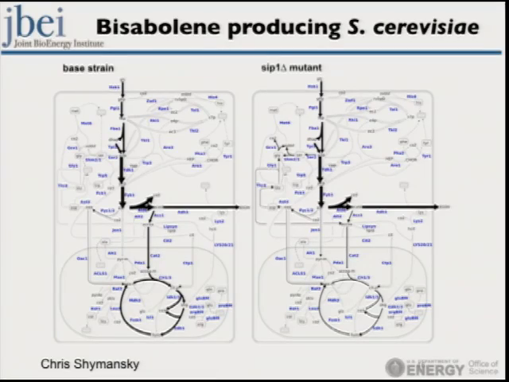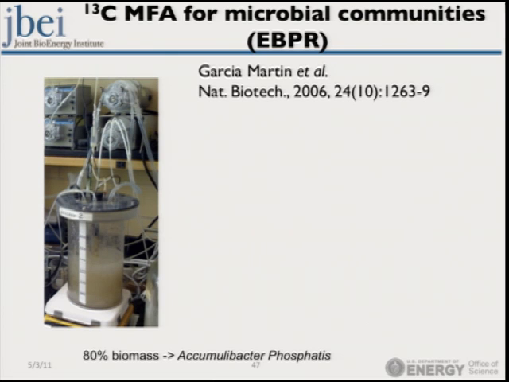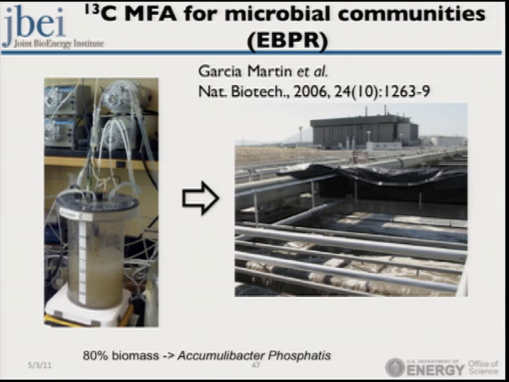I would like to mention very briefly that we are working with yeast as well. We're doing 13C metabolic flux analysis for bisabolene-producing yeast, and trying to increase the amount of flux into acetyl-CoA to try to increase the amount of bisabolene that's being created. And also, I am using 13C metabolic flux analysis for microbial communities, and I'm doing this for a system, the EBPR, Enhanced Biological Phosphorus Removal, that I did the metagenome for when I was at JGI, and that is mainly used for wastewater treatment. It's used for phosphorus removal.